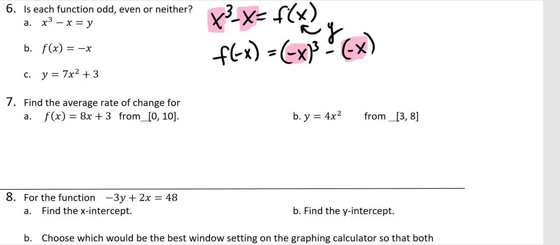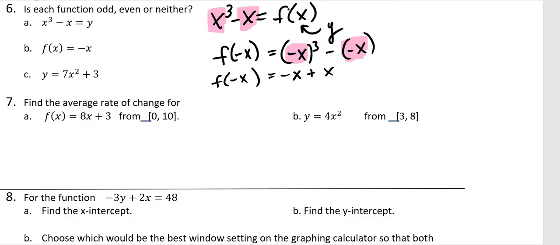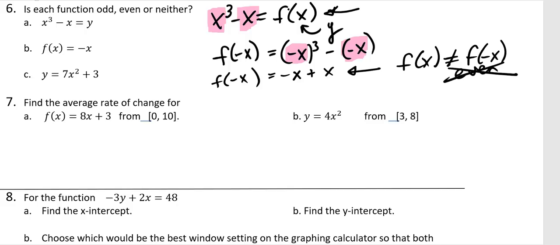Okay, now let's simplify that. f at negative x is equal to negative x plus x. So I want to compare f of x to f at negative x, and I'll see that f of x is not equal to f at negative x. So therefore, it is not even.